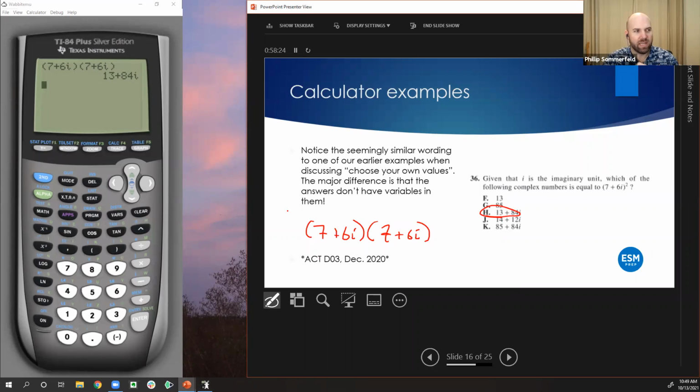So keep in mind, it took me a while to type that in because I'm using my mouse. It's a lot faster if you've got the physical calculator in front of you. So that may have seemed a little lethargic, but it's actually a lot faster in practice when you have a physical calculator. And again, it avoids certain mistakes, right?